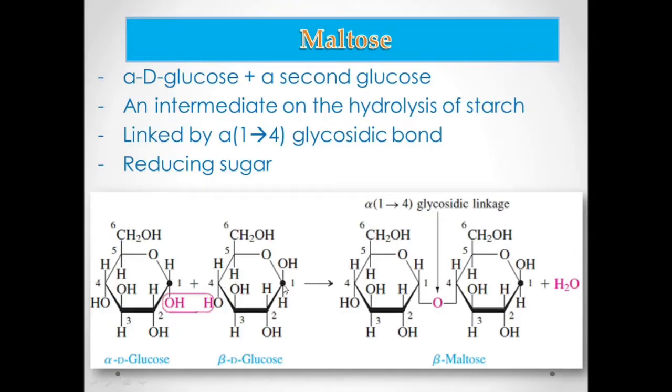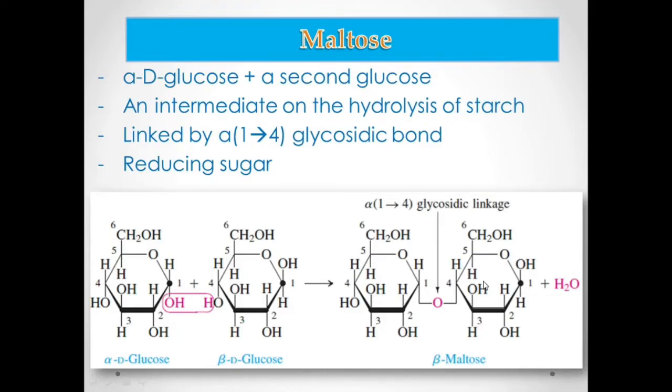As you can see, the carbon number 1 of the second glucose is what we call the anomeric carbon, and it has a free hydroxyl there. So this is the reducing end. Your maltose now has its own reducing end, so it is a reducing sugar, because of the C1, the anomeric carbon there. Basically, if you have alpha D glucose plus beta D glucose, you can form maltose.